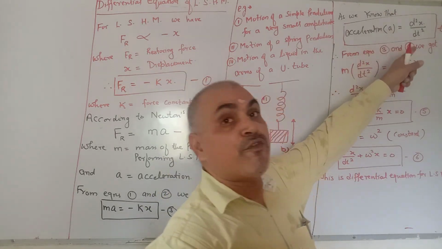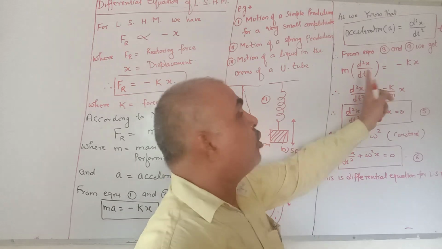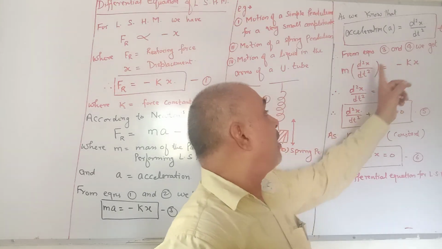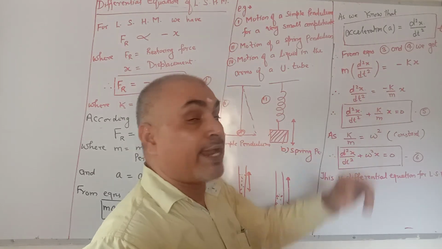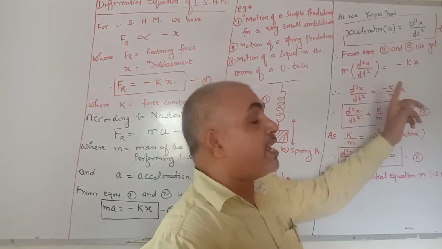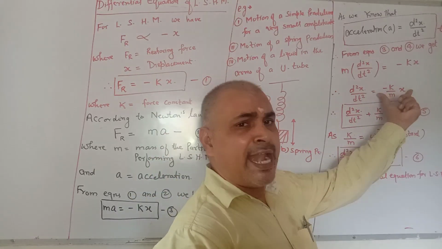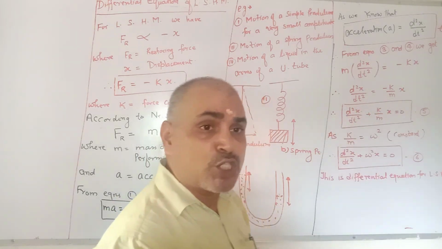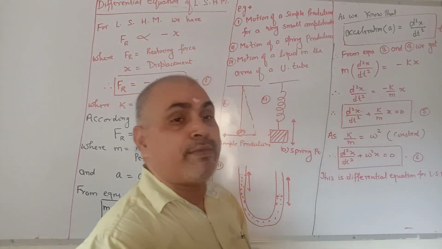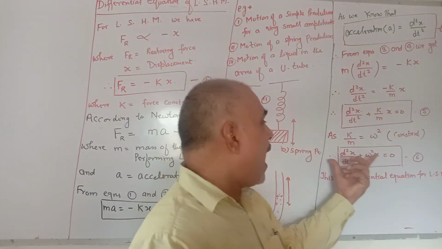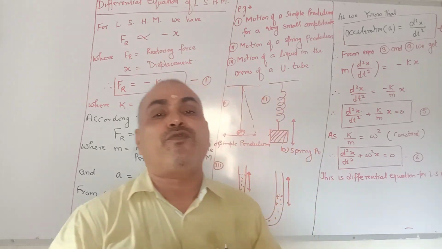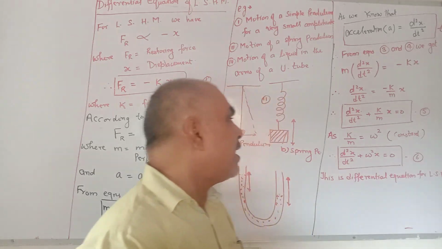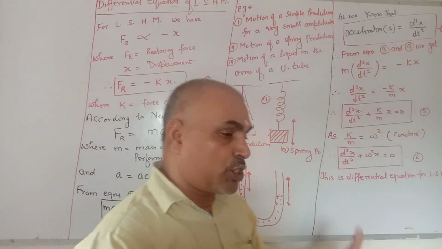By putting this value of a from equation 4 in 3, we get m d2x by dt square is equal to minus kx. On solving, we get d2x by dt square is equal to minus k by m into x. Bring this negative term from right to left, making it positive. Right hand side will become 0. Replace this k by m as omega square and get the final expression for the differential equation as d2x upon dt square plus omega square x is equal to 0.